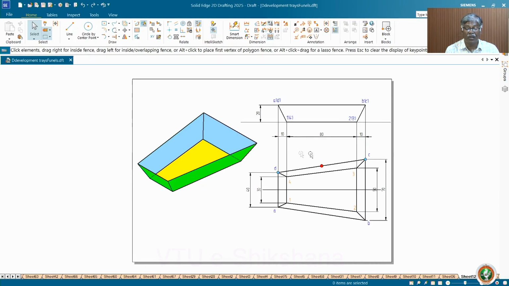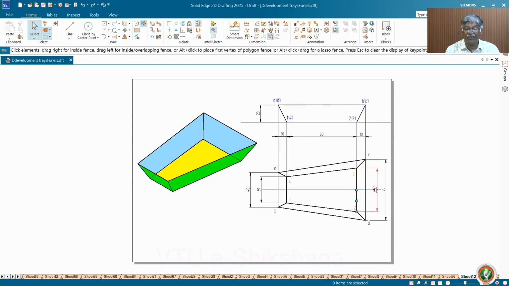This is the top view of the tray, given 50, 70, 30 and 40. What you have to do is first create 30, 50 and 80. With respect to this, symmetrical about this, you create a trapezium. Again, this is symmetrical about this. Again, you maintain 10 mm each and then fix this 25, 25 and 70, 70.